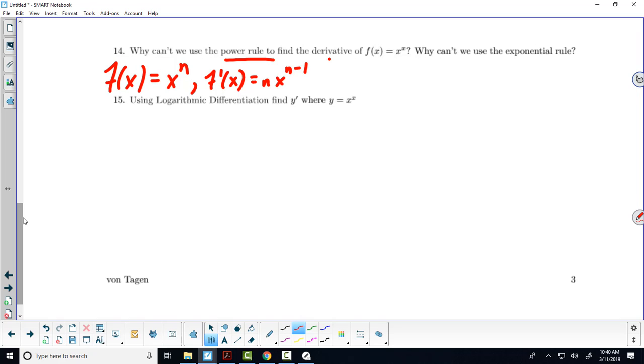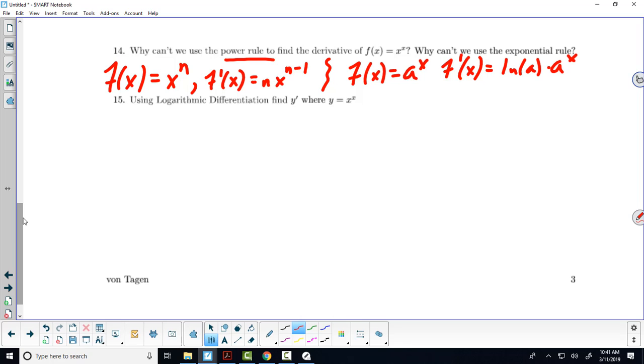Why can't I use the exponential rule? What was the exponential rule? It says if you have a to the x, that its derivative is natural log of a times a to the x. Why can't I use that rule? Because a stands for the fixed base of the exponential equation. Everyone see what the issue is here?